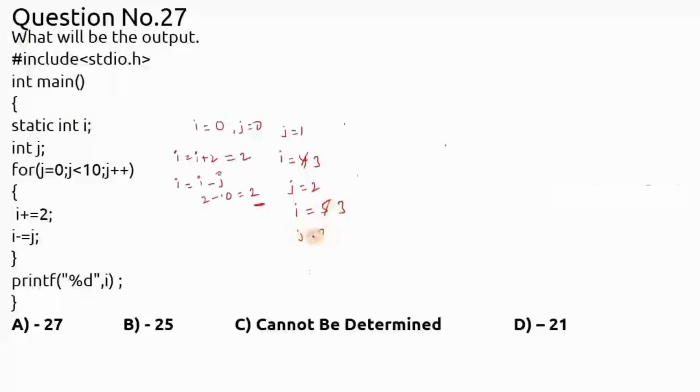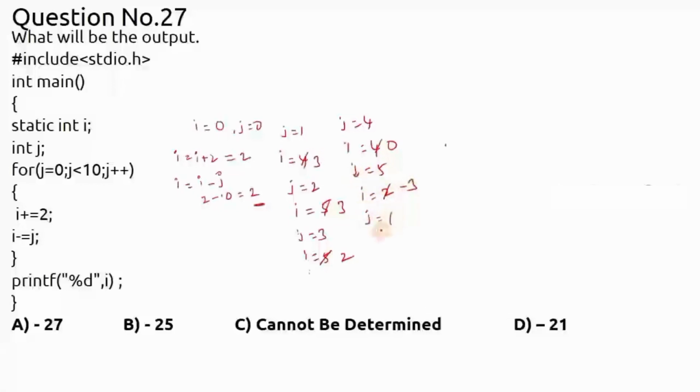Now the j value is 3. So the previous i value is 3, 3 plus 2 is 5. Now i minus j, 5 minus 3, which is 2. Now the j value will become 4. The previous i value 2, 2 plus 2 is 4. Now 4 minus 4, which is 0. Now j is 5, i is 0 plus 2, which is 2. Now i minus j, 2 minus 5, which is minus 3.